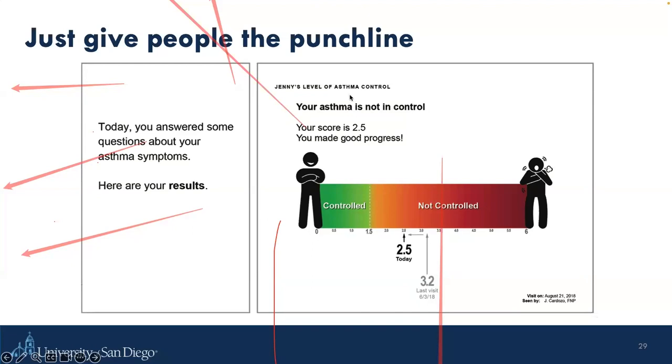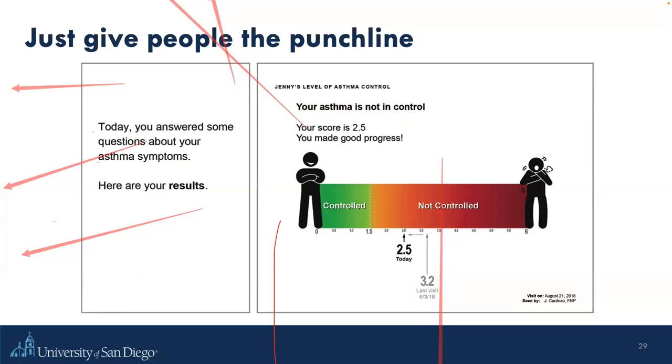Then we've just given people the punchline, your asthma's not in control, your score is 2.5. When I watch people as they read this, I see them start gently nodding their heads because all of the cues are pointing to the same conclusion and they have greater confidence that they've arrived at the correct interpretation of what they're looking at. Another innovation that came with this project was successfully and comprehensively putting 2 data points on the same number line. So we were able to demonstrate that that worked.